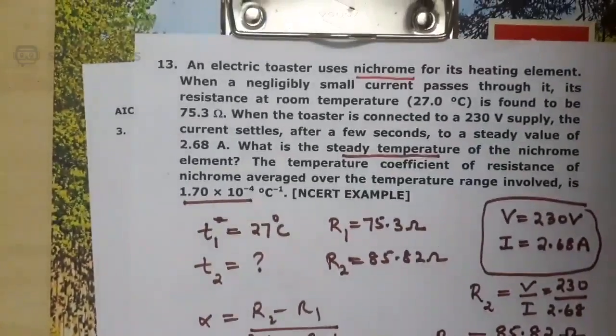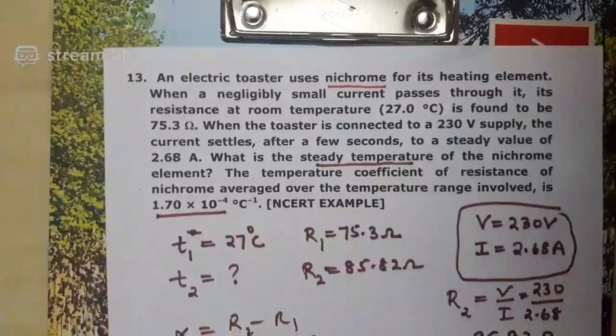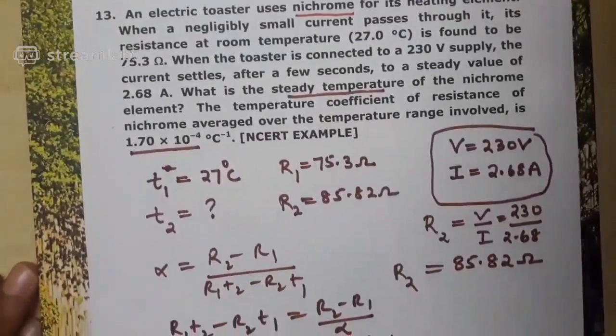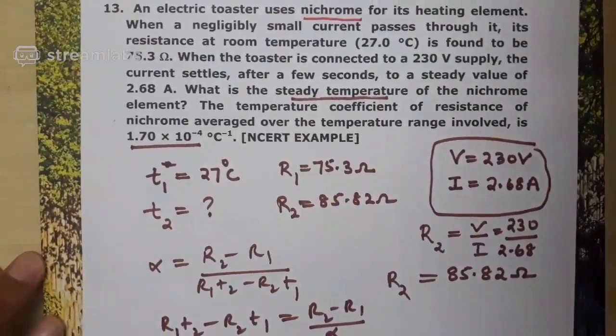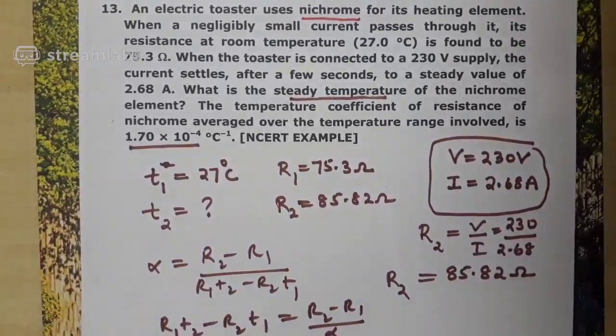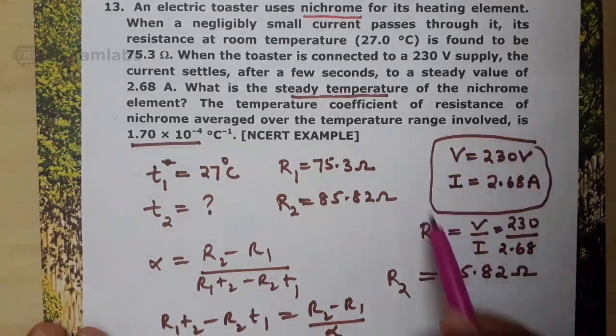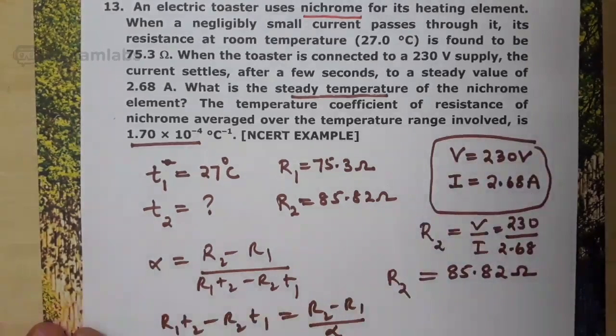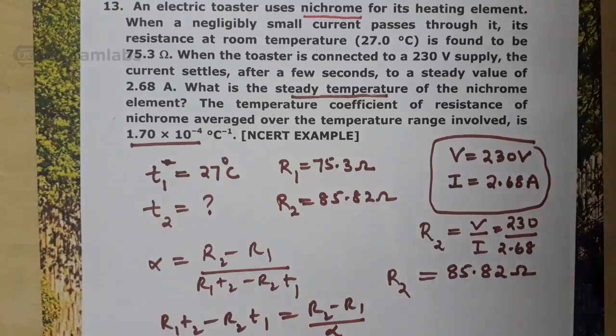This is problem number 13 from your numerical problem section. First copy from the top, then do the simplification, with the calculator at the end at least. The only additional step was calculating the resistance when the current is 2.68, which was already given in the previous problem. Finish it fast.